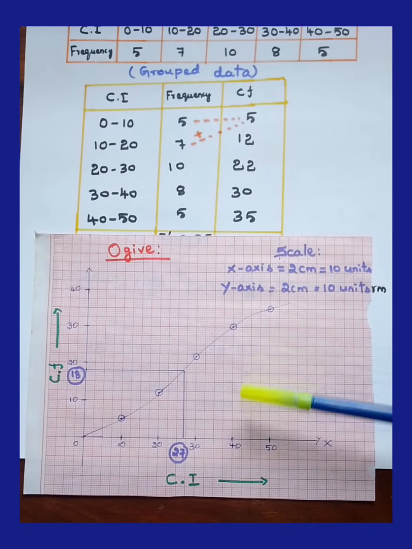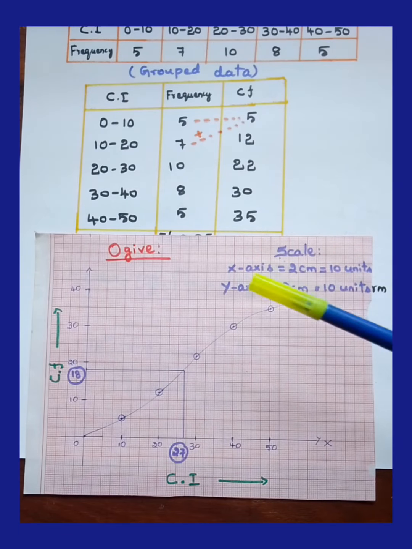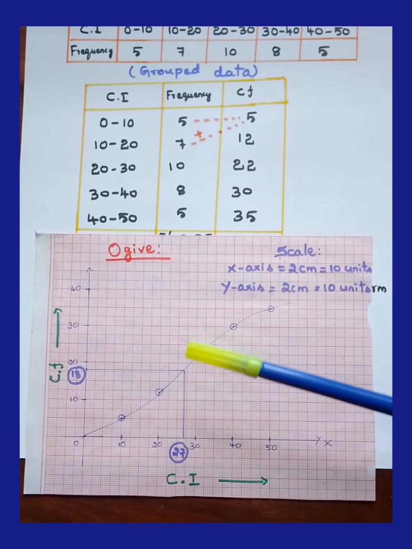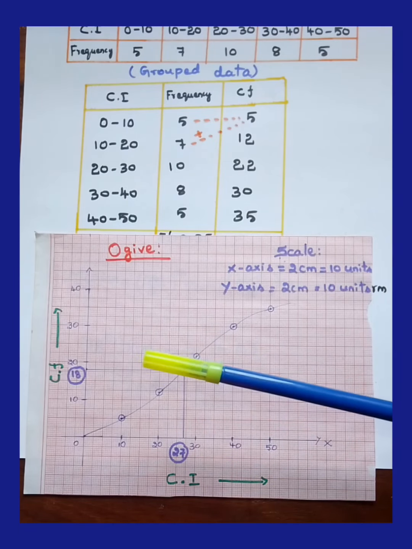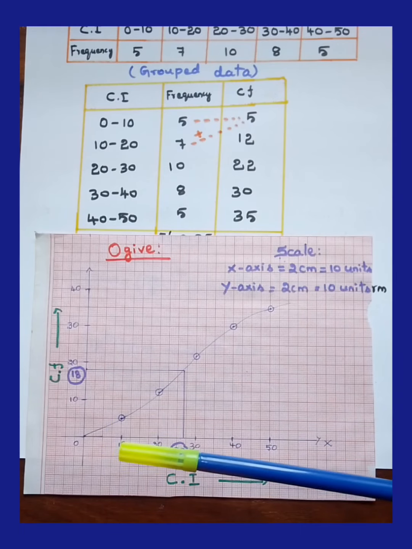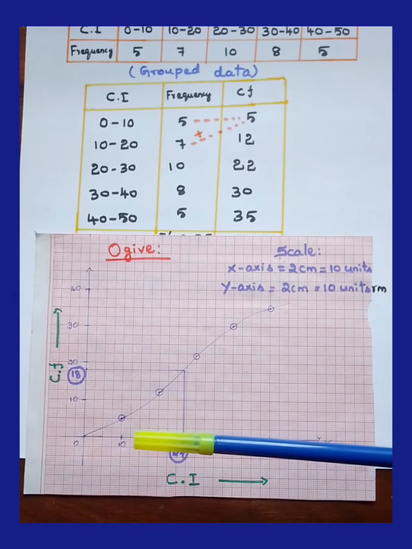So this is the graph which shows the ogive graph for the respective class interval table, class interval and cumulative frequency. We draw the x-axis and y-axis. Along the x-axis take class interval, along the y-axis cumulative frequency. Starts from 0. You know how to draw the basic graph. While taking the units, take little larger units. Don't take too small, it will be clumsy.